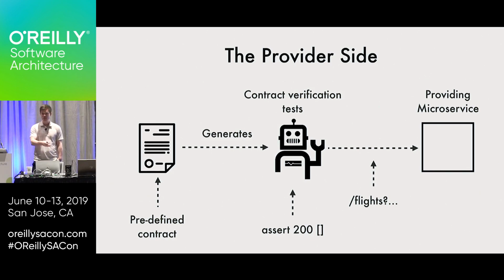So we have on one side stubbing, where we call our stub and we get the response in the contract, and we have on the other side verification, where we make the request in the contract and assert that the response we get is the same as the response in the contract.